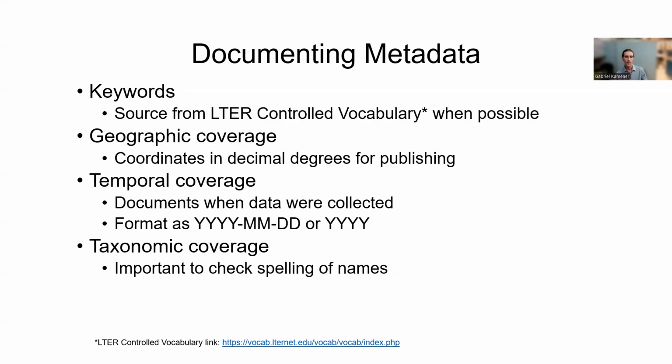And you'll format the temporal coverage, again, as the standard 4-digit year, 2-digit month, 2-digit day, separated by dashes, or 4-digit year. Taxonomic coverage, it's important to check the spelling of any taxonomic names that you're entering. That's one of the most common issues that come up with entering taxonomic metadata.